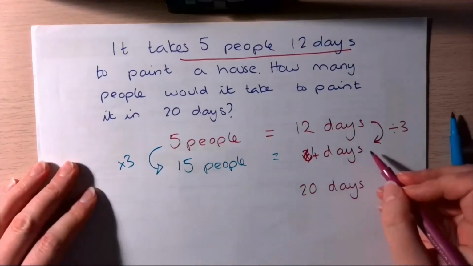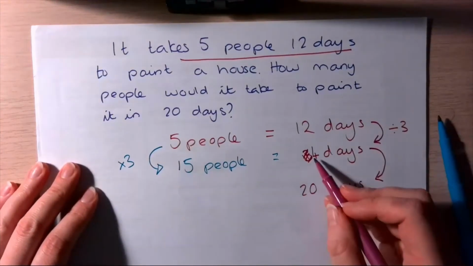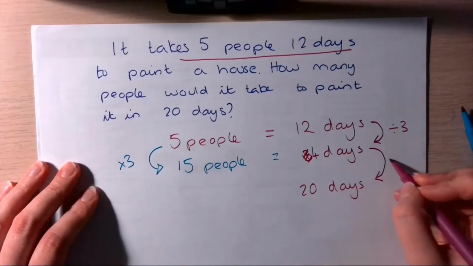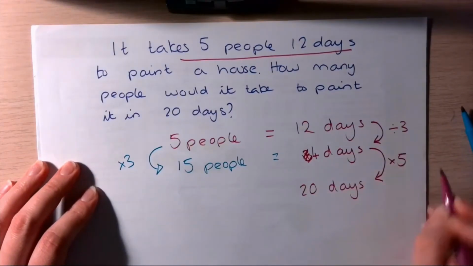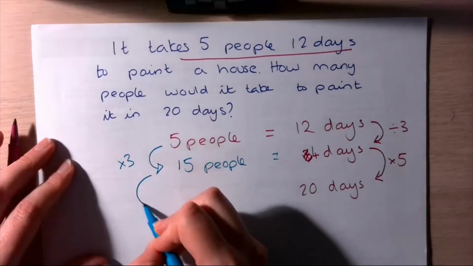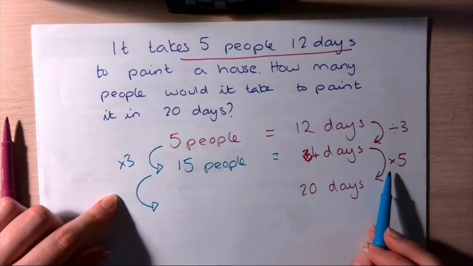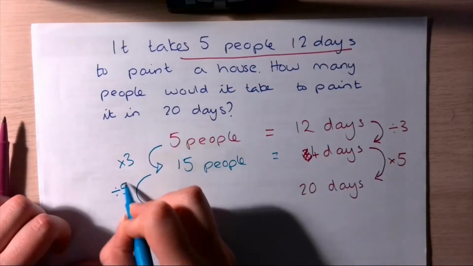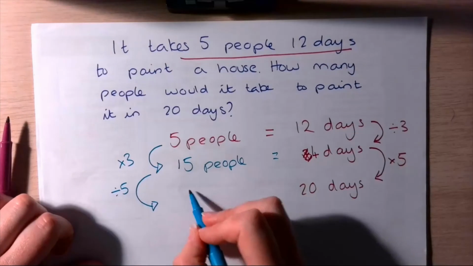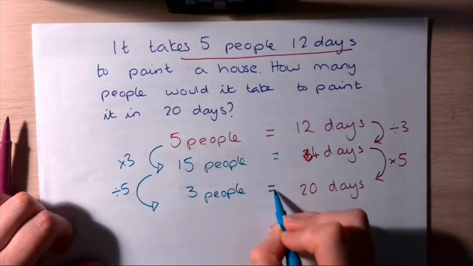Okay then, let's now go from 4 days up to 20 days. So 4 multiplied by 5 gives us 20. And just watch out, because we're going to do the inverse of that over here. We're not multiplying by 5, we're going to divide by 5, the inverse. 15 divided by 5 is 3 people in 20 days.